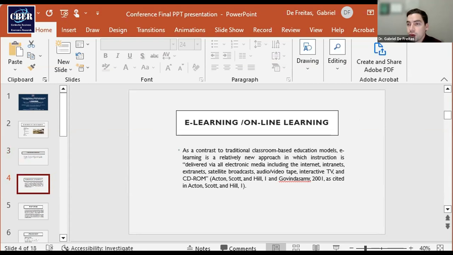E-learning, or as we know it, online learning, in contrast to traditional classroom-based education models, is a relatively new approach in which instruction is delivered via all electronic media, including the internet, intranets, extranets, satellite broadcast, audio, videotape, interactive TV, and CD-ROM. E-learning is meant to improve the quality of learning by facilitating access to resources and services, as well as remote exchanges and collaboration.